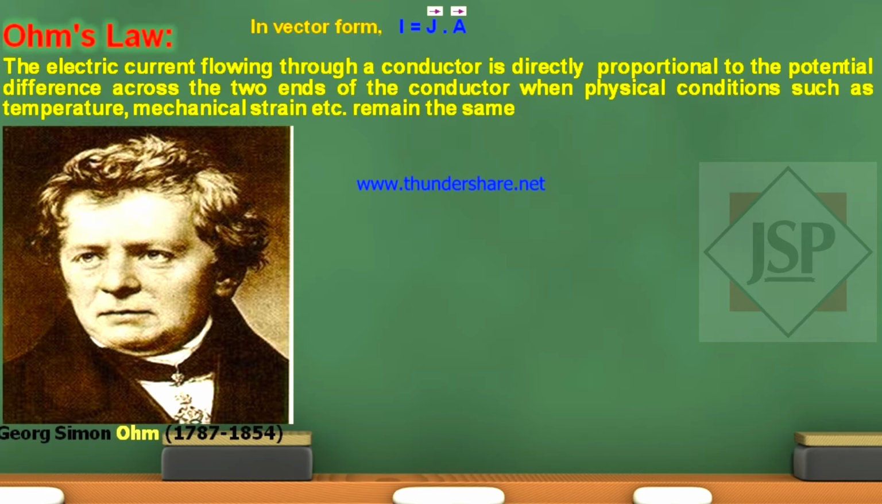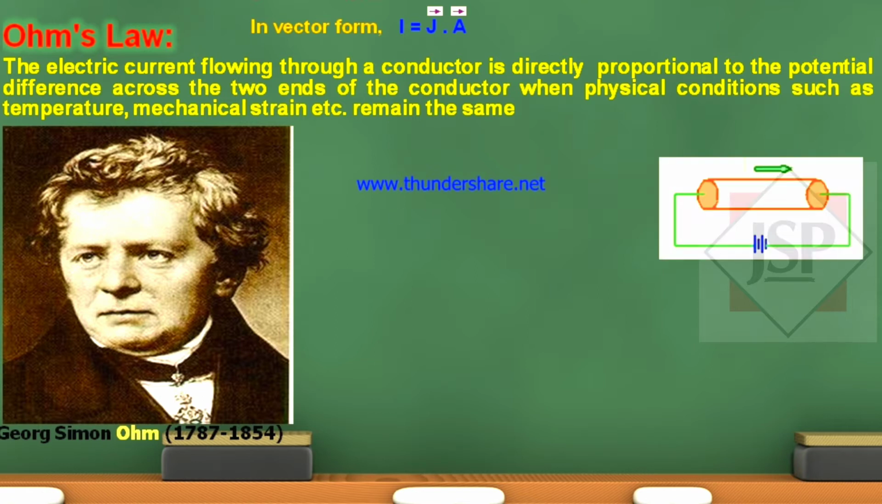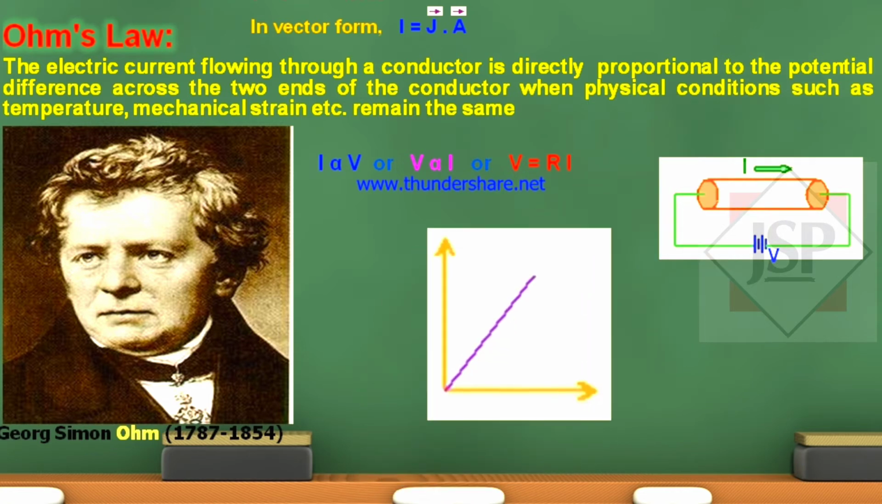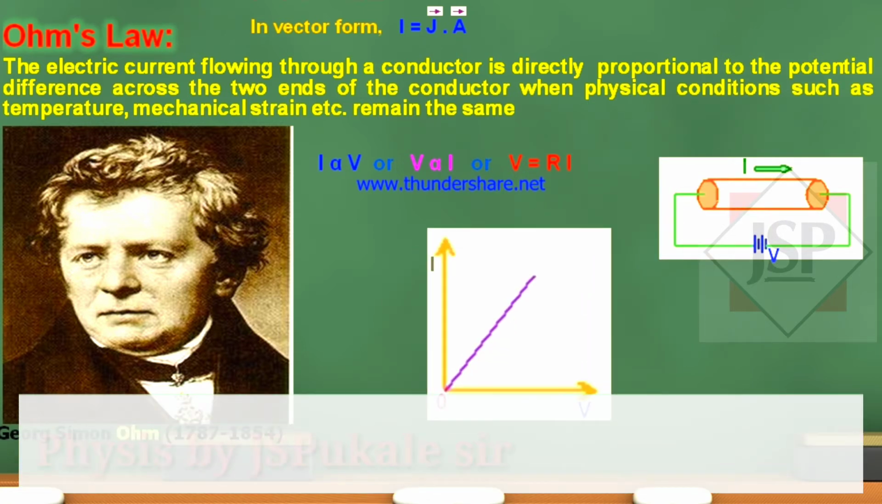The electric current flowing through a conductor is directly proportional to the potential difference across the two ends of the conductor when physical conditions such as temperature, mechanical strain, etc. remain the same. You can see in the figure the potential is applied to the conductor. So according to Ohm's law, I is directly proportional to V, or V is directly proportional to I, or V equal to R into I. Here we are going to see the linear graph.